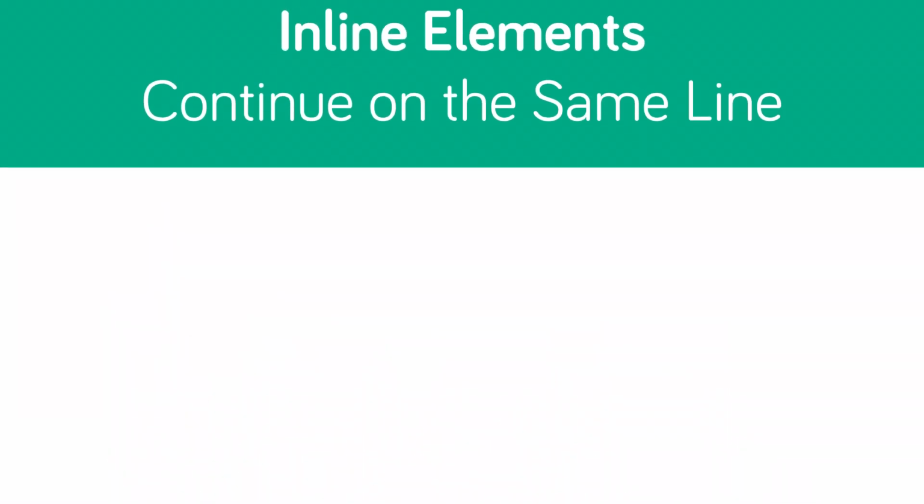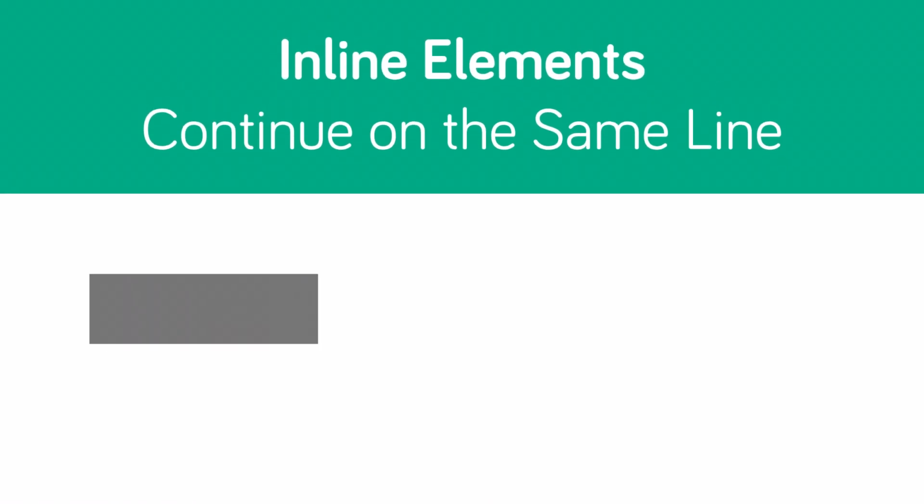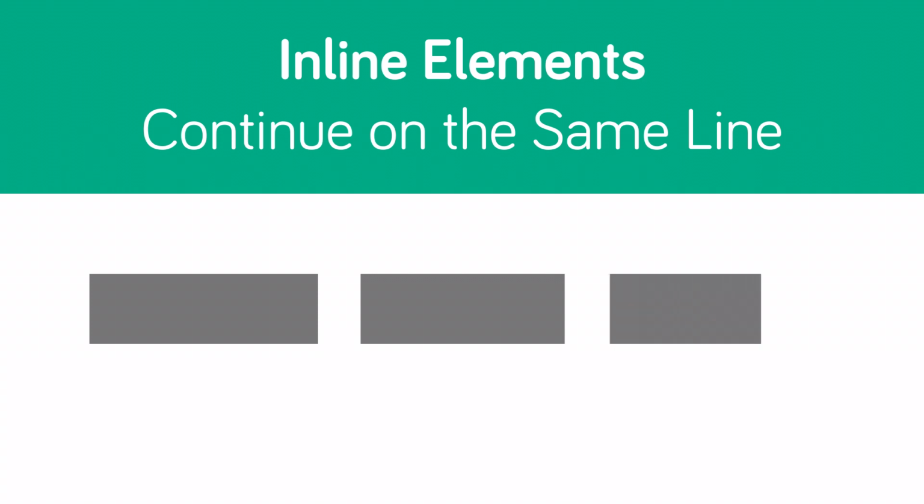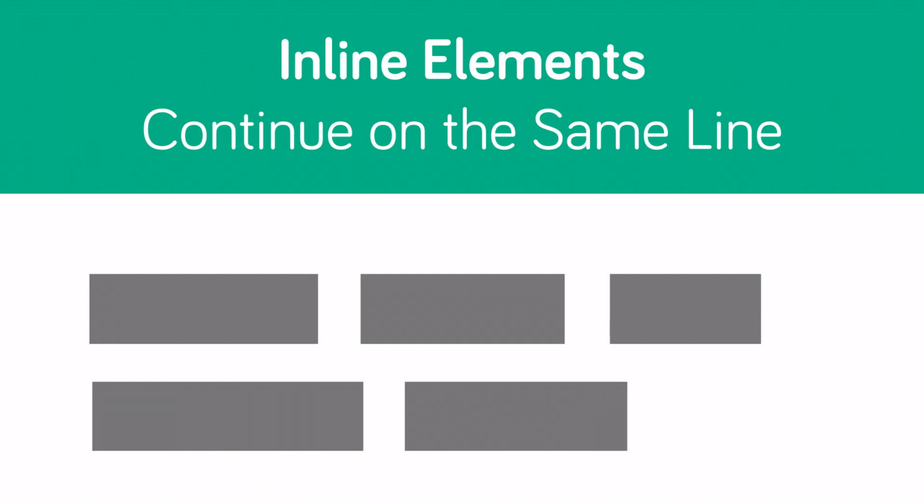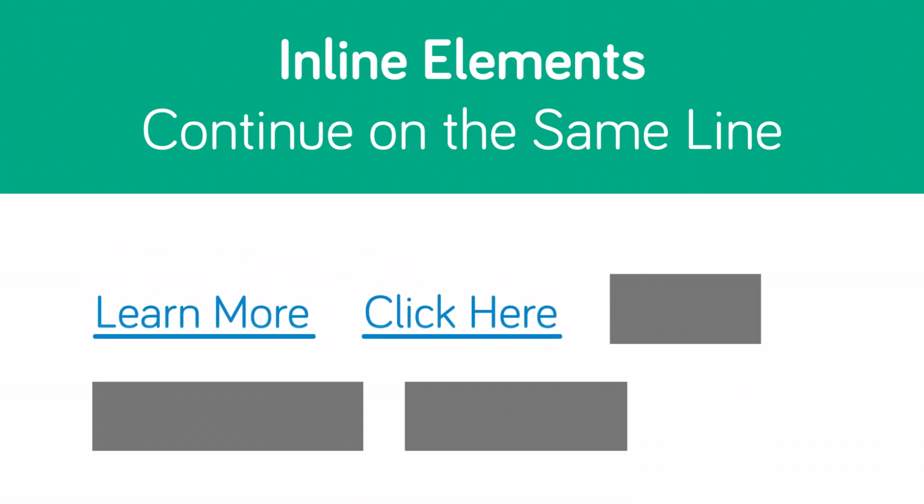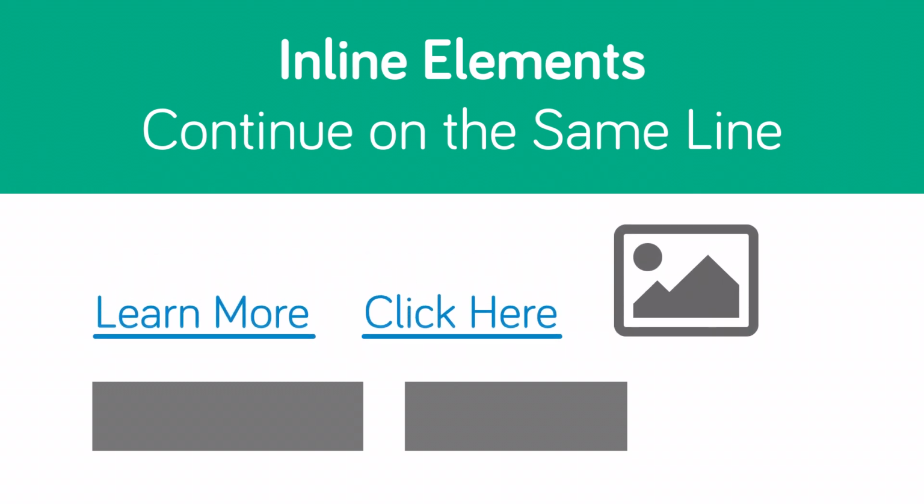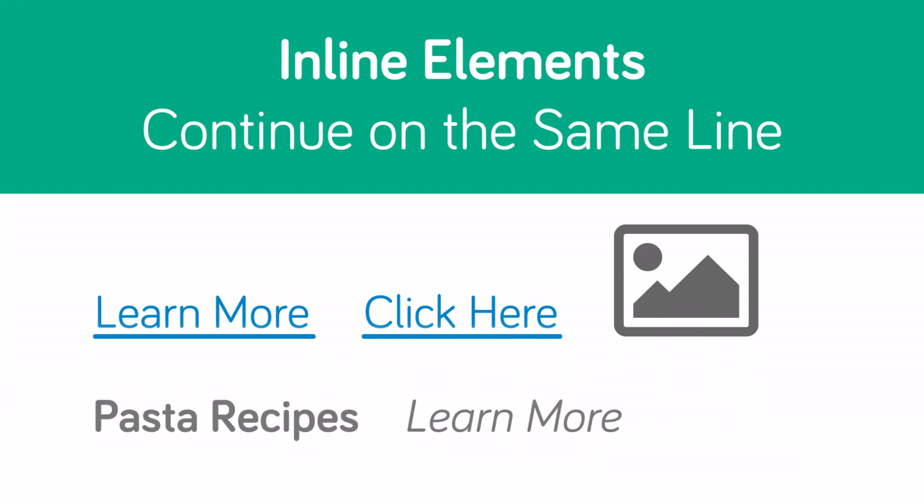inline. Inline elements always appear to continue on the same line as their neighboring elements, much like words in a sentence. And just like words in a sentence, they wrap to a new line once they reach all the way across their allotted space. Some examples of inline elements are links, also referred to as A tags, and images, plus the strong and EM elements.